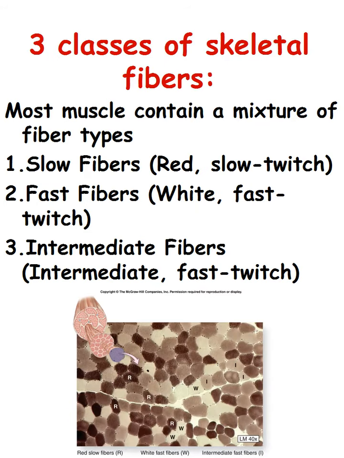There are 3 classes of skeletal muscle fibers. However, most of our muscles contain a mixture of all fiber types, where we have one fiber type that is predominant. The first fiber type are slow fibers, and these are red, and they're also considered our slow twitch fibers. We have our fast twitch fibers, which tend to be white in color. And we have intermediate fibers, which tend to have a pinkish color, and they are considered to be fast twitch as well.